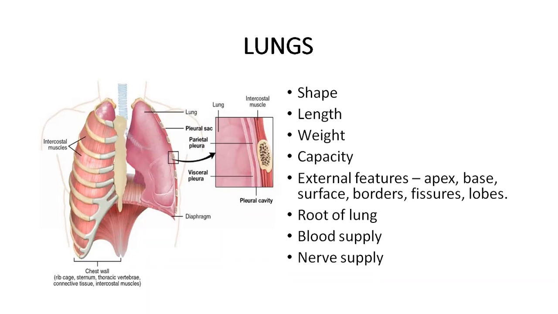Coming to external features, as we saw about the apex and base, we have now to discuss the surfaces. There are 3 surfaces: costal, mediastinal, and diaphragmatic. The costal surface is in contact with the ribs. The mediastinal surface is related to the mediastinum, which is in between the 2 lungs. The diaphragmatic surface is seen at the base of the lungs, which is placed on the diaphragm.